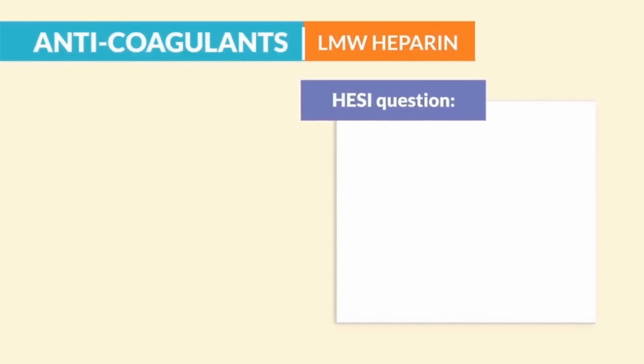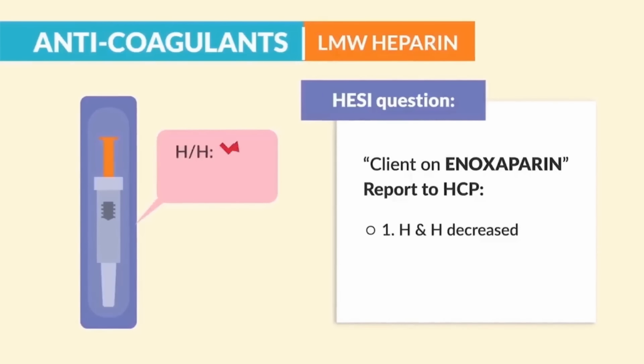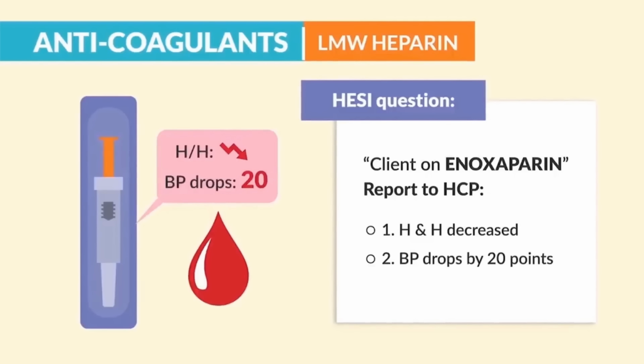Now, a common HESI question was, a client on enoxaparin, what do you report to the HCP? And the answer was H&H that has been decreased and a blood pressure that is dropping. In that scenario, it dropped by 20 points. So guys, decreasing H&H with decreasing blood pressure usually means blood loss.